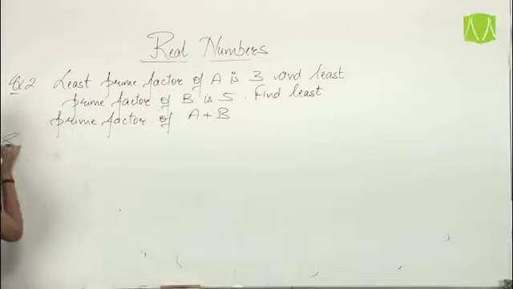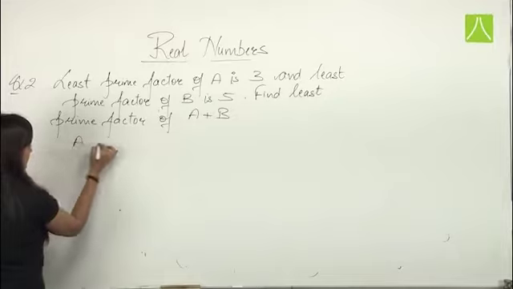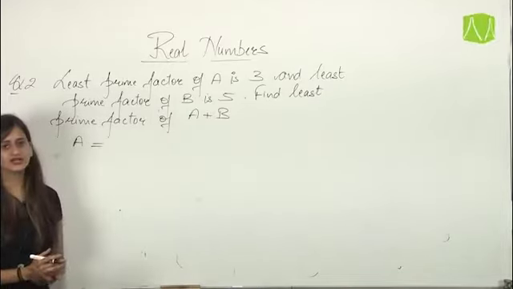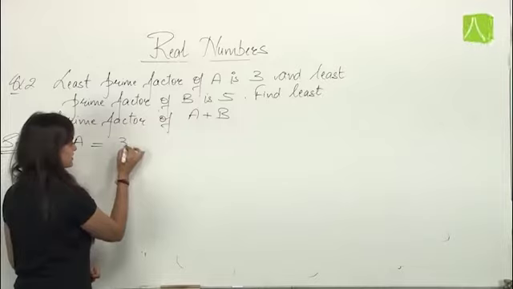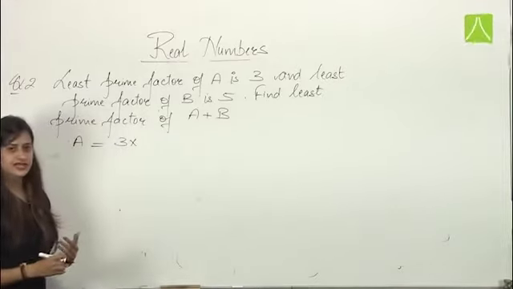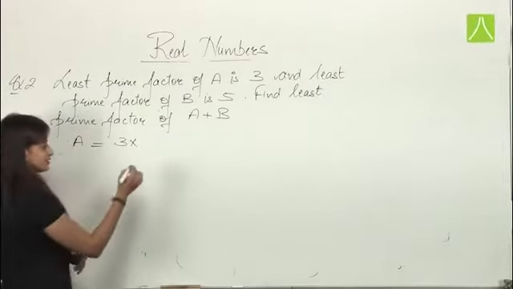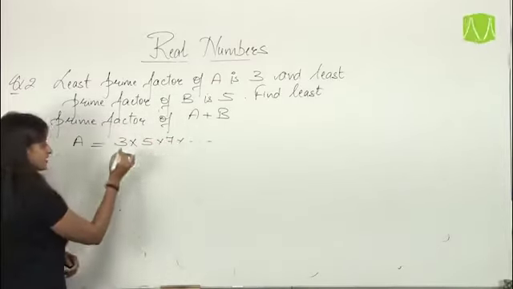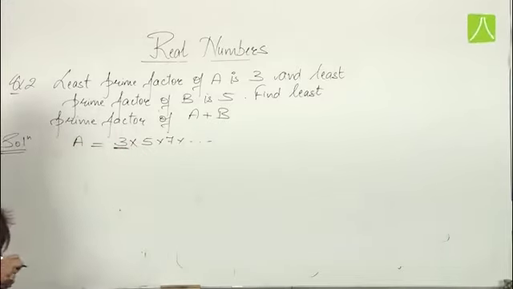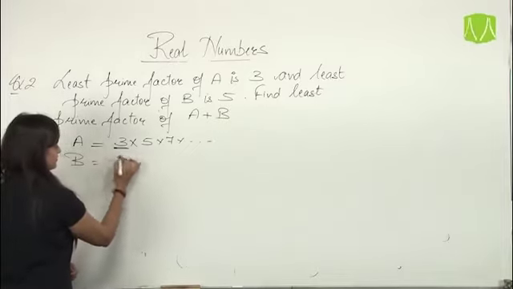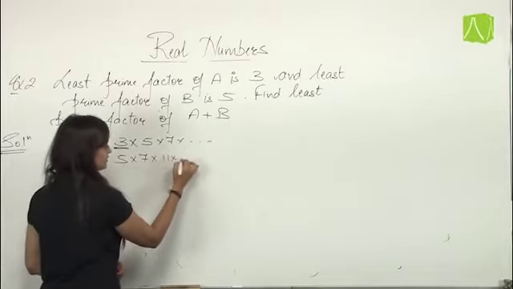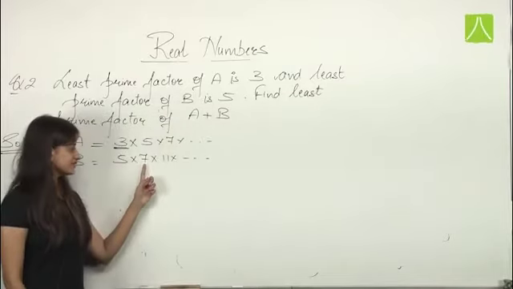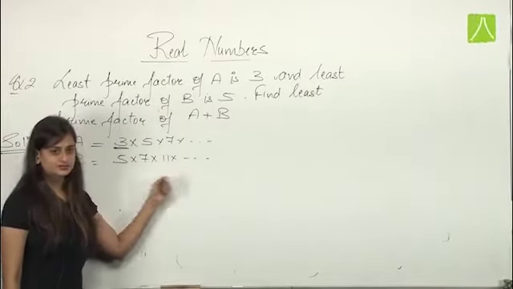Let's see the solution. There is a number A whose least prime factor is 3. So the product of primes can be written as 3, and the next number can be 5, 7, 11, anything. It can be 5 or 7, but the least prime factor should be 3. In the same way, the least prime factor of B is 5, so B can be written as 5 into 7 into 11. Not sure that 7 will come, 11 can also come, 13 can also come.